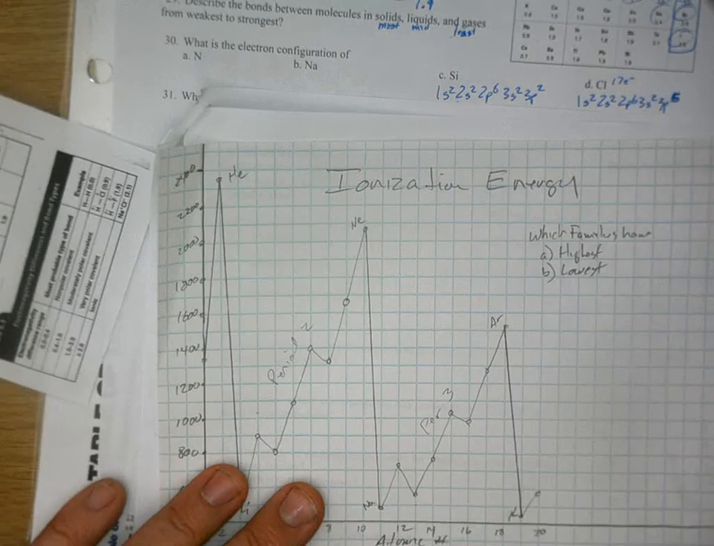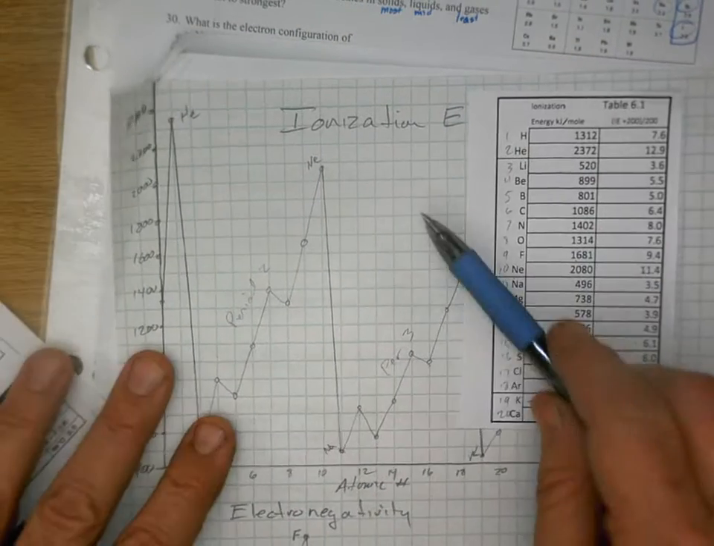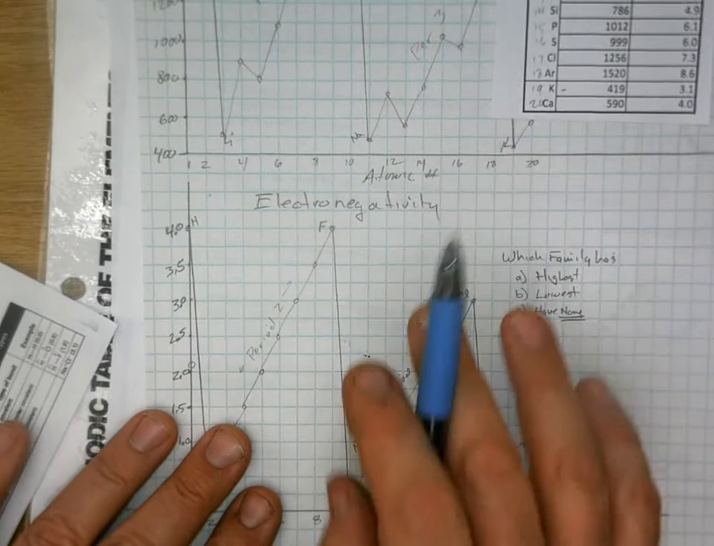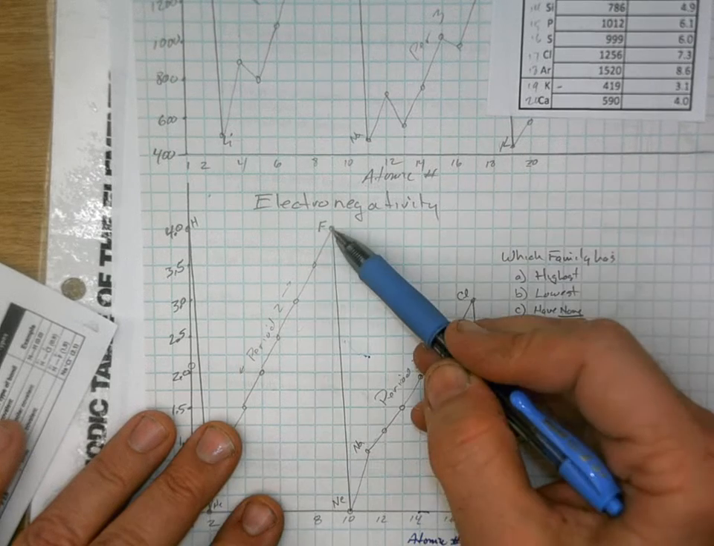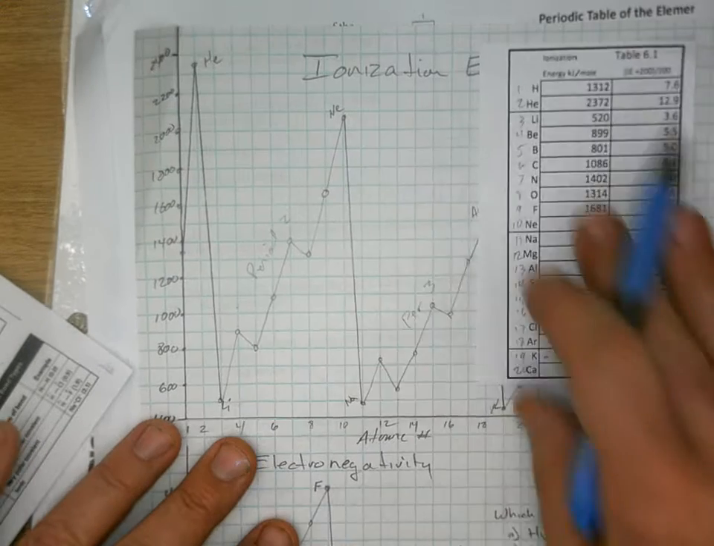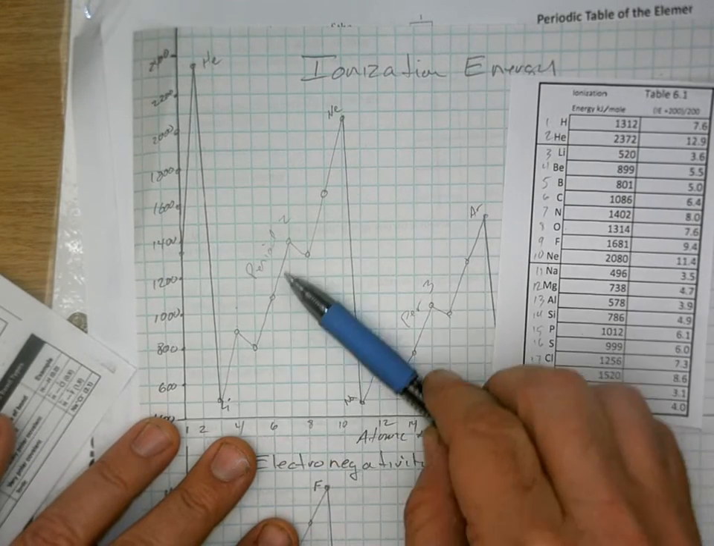We had ionization energy. We plotted that one out. We made this really nice graph in class. This is the energy needed to remove an electron. Electronegativity was how badly they want one. Fluorine really wants electrons. Chlorine really wants them. Helium doesn't. And ionization energy, as you go across the table, this is the energy to remove an electron.